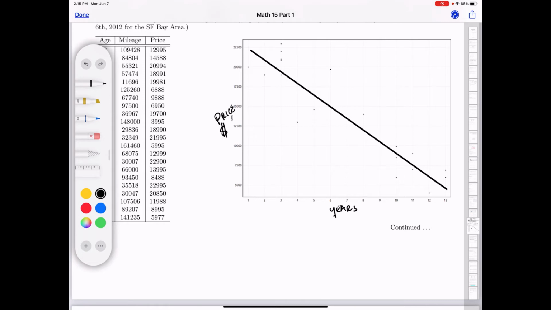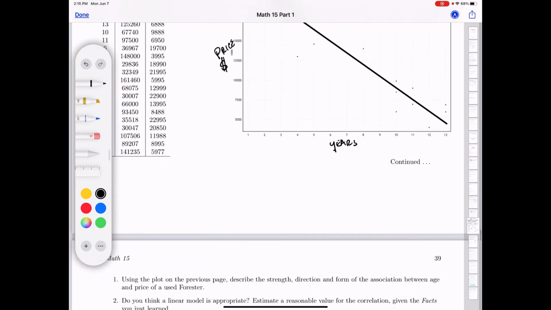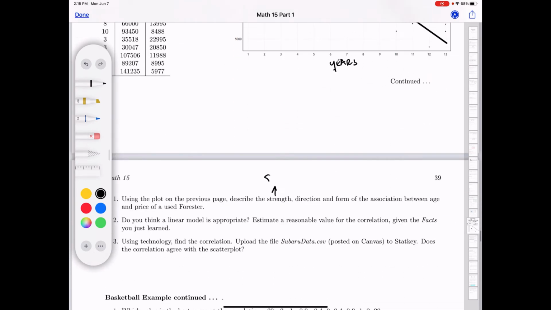And we probably could have guessed that before we did this problem. We know that as a car gets older, its value goes down in general. And that is what the scatter plot is showing. And it looks somewhat linear. Now, what about the strength? Well, it's not as strong as the cricket temperature data on the previous page, but this is still relatively strong. And you're going to get a sense of what strong is as you see more of these. But this is still strong. So the linear relationship is strong. The direction is negative, and the form is linear.